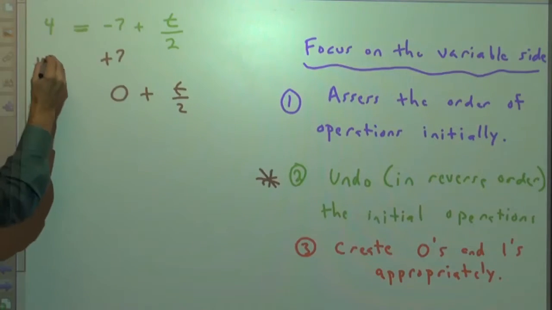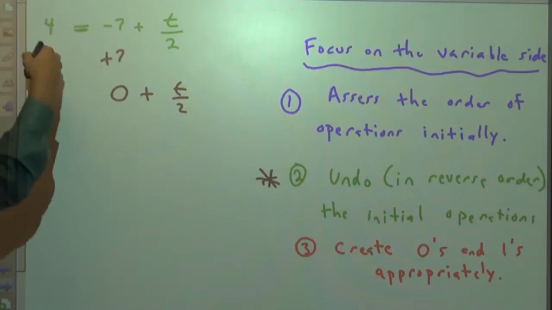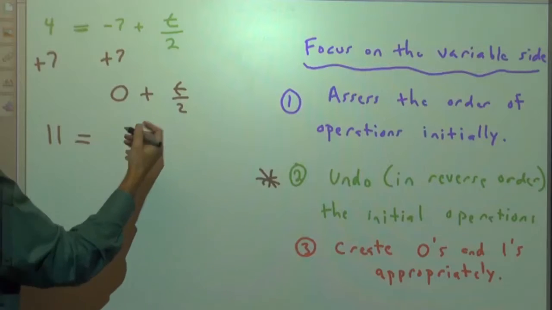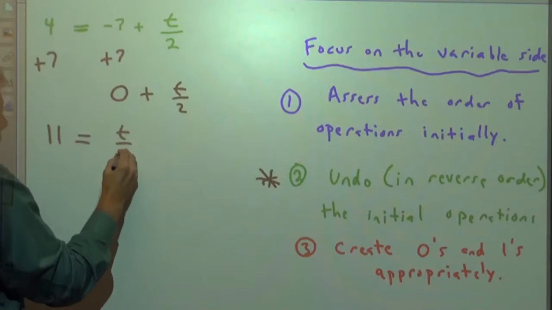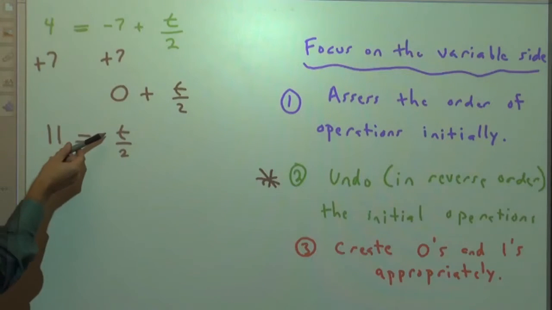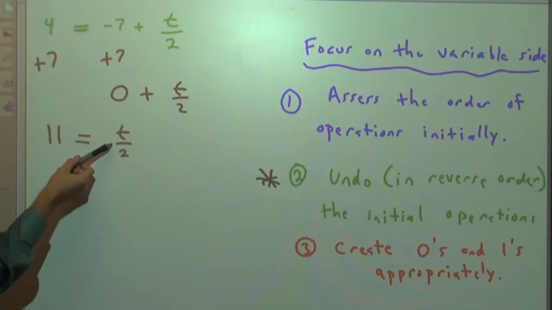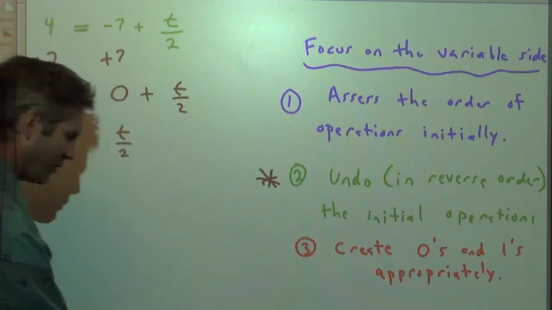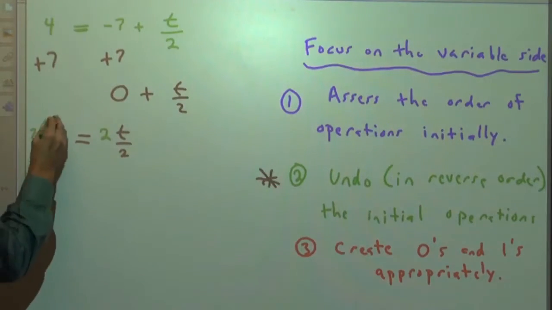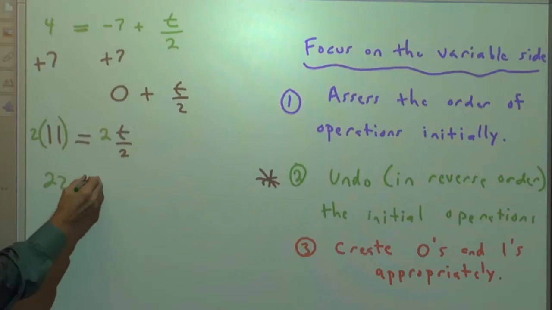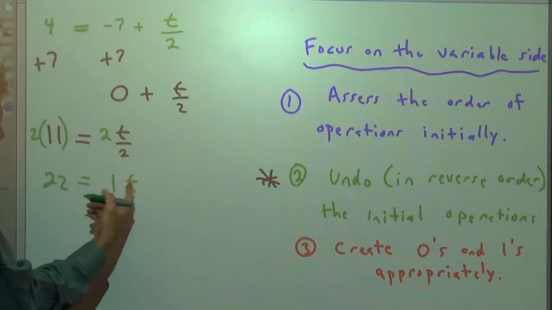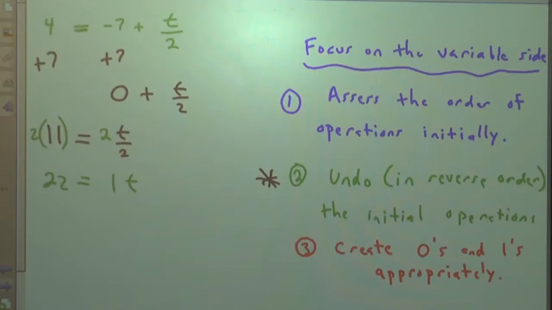And whatever we do on the one side, we do on the other side. 4 plus 7 is 11, and 0 plus t over 2 is just t divided by 2. And I think we can see the final step. How do we undo the unknown number being divided by 2? Well, we could turn around then and multiply both sides by 2. This gives us 22. This gives us 1t. We created a 1, which is just t is equal to 22.